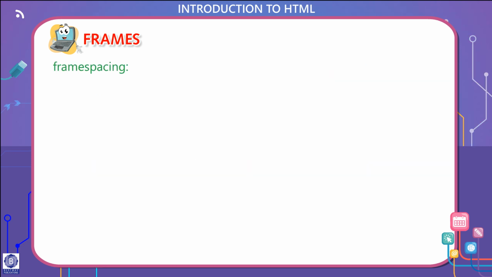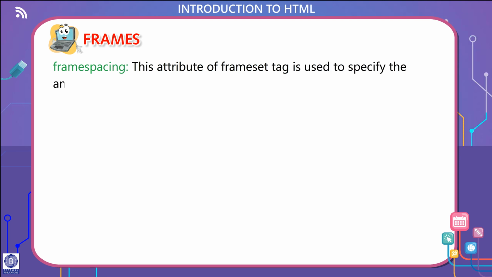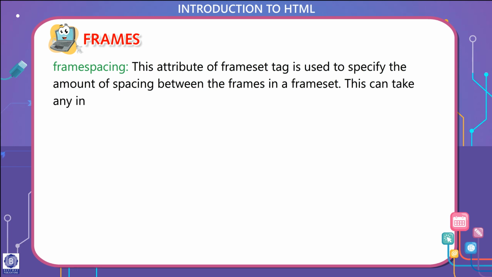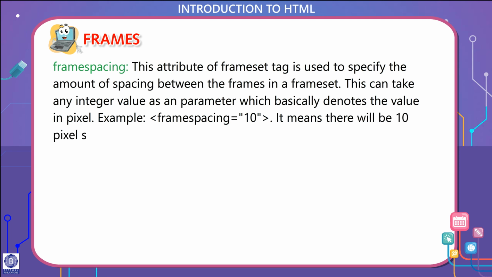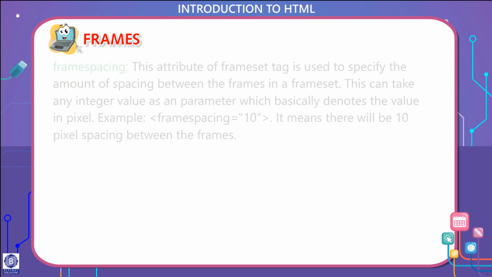Framespacing: this attribute of the frameset tag is used to specify the amount of spacing between the frames in a frameset. This can take any integer value as a parameter, which denotes the value in pixels. Example, framespacing="10". It means there will be 10 pixel spacing between the frames.